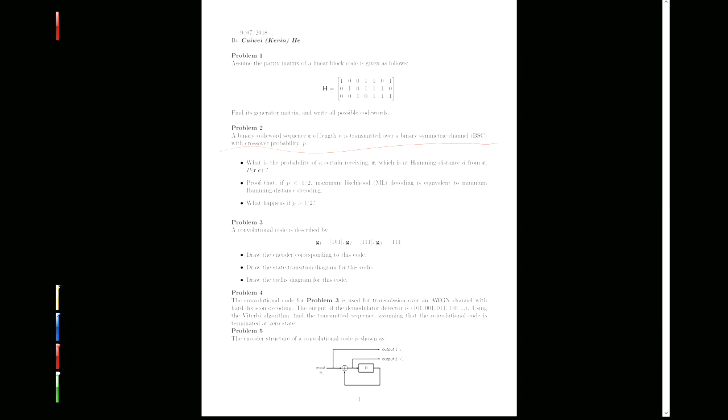Basically, with this problem I'm trying to answer the question of why the code word with minimum Hamming distance to the received message is equivalent to the maximum likelihood decoder, and why it is the one that gives us the optimum performance.